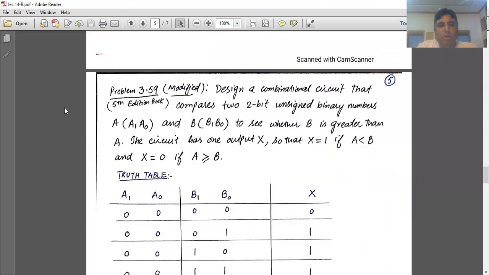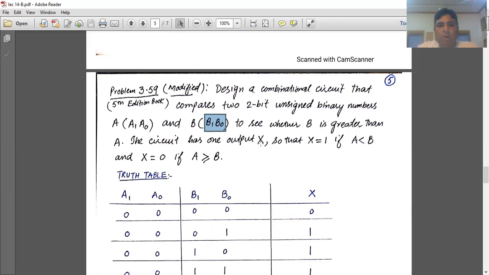Next, we are going to make problem 3.59, which is a bit modified. I have modified this problem from the 5th edition book. So what is this question? Design a combinational circuit that compares two 2-bit unsigned binary numbers A, with bits A1 A0, and B, with bits B1 B0, to see whether B is greater than A.